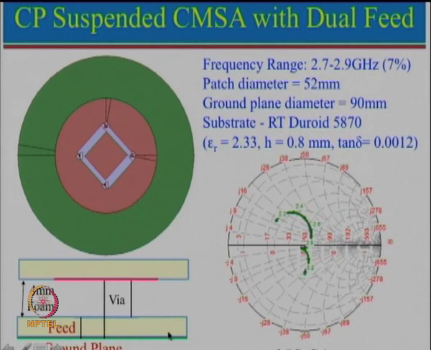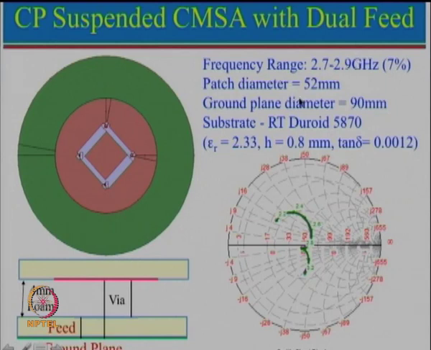So low epsilon r seen by the patch and also higher h, which gives rise to the larger bandwidth. Now we will show you the actual design and requirement. The requirement was, we wanted to have a circularly polarized antenna in the S band to cover 2.7 to 2.9 gigahertz, which is about 7% bandwidth. So that is why we chose this configuration.